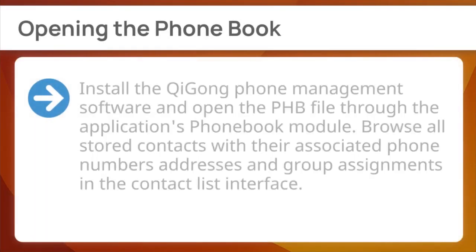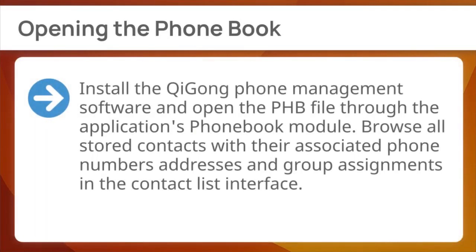First, opening the Phonebook. Install the QiGong phone management software and open the PHB file through the application's Phonebook module. Browse all stored contacts with their associated phone numbers, addresses, and group assignments in the contact list interface.